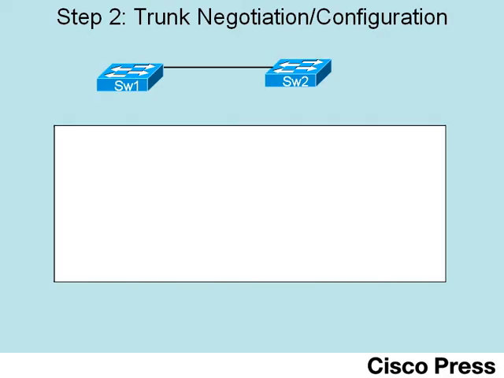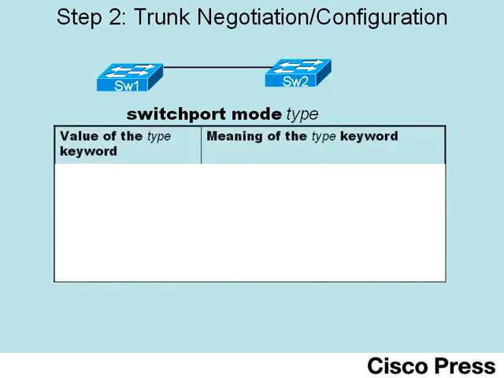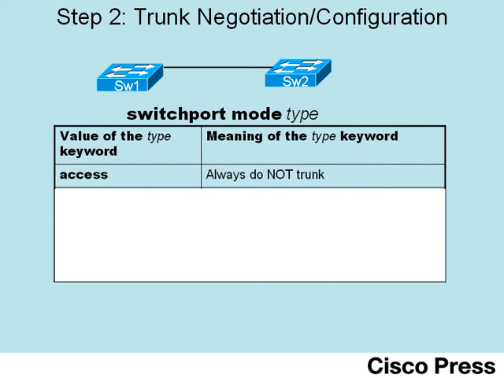Next, the second part of this video lab shows how to configure trunking on two IOS-based switches. The key to the configuration is the switchport mode interface subcommand, and this command has one of several options that are listed here in this table. For instance, if you code the access keyword on the switchport mode command, it tells the switch that for that interface simply do not trunk. Treat the interface as an access or non-trunking interface.